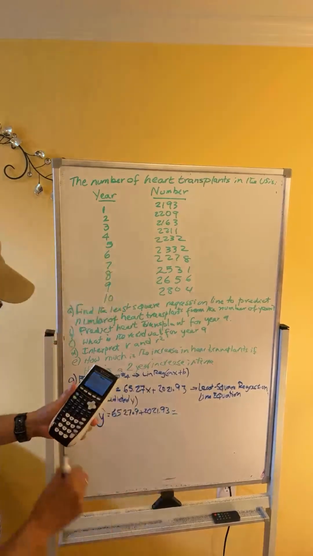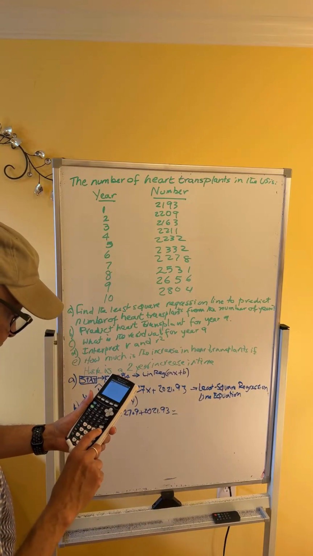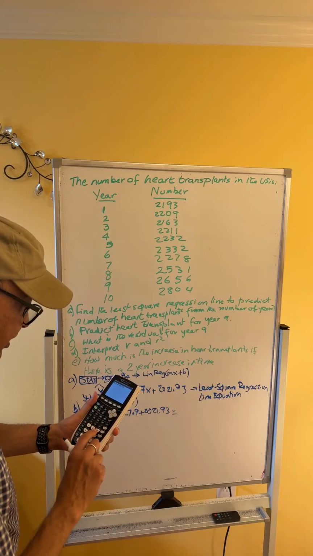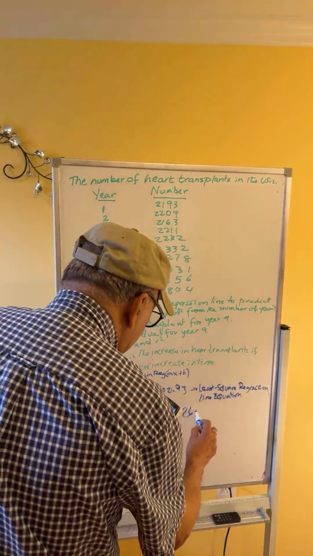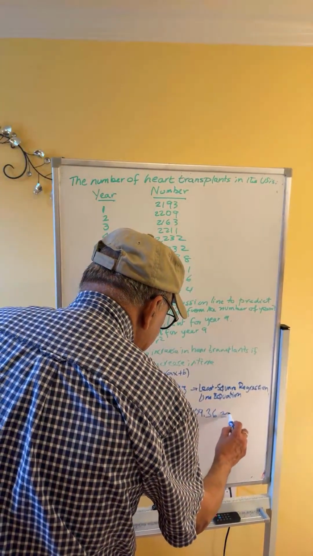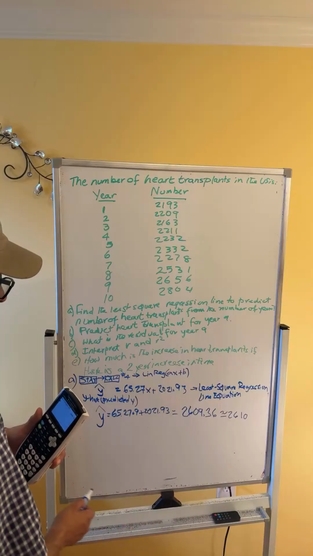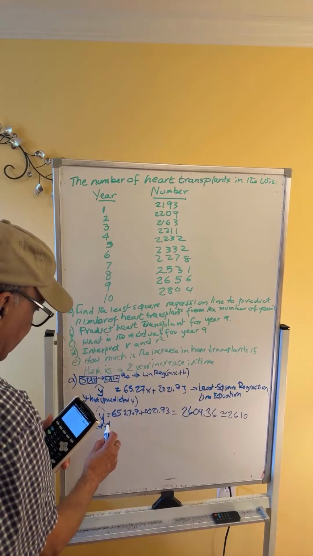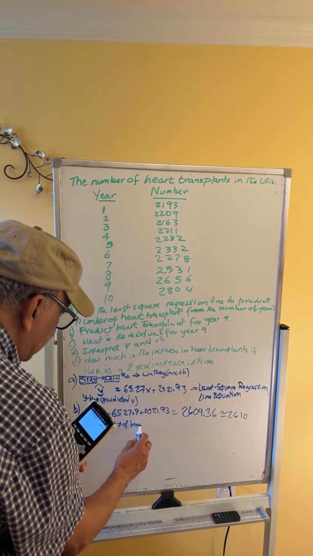and that is equal to 65.27 times 9 plus 2021.93, and the answer is 2609.36, which we can round off to 2610. So in year 9, the predicted number of heart transplants is 2610.